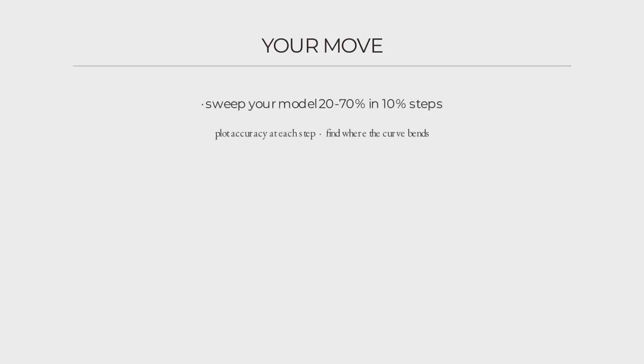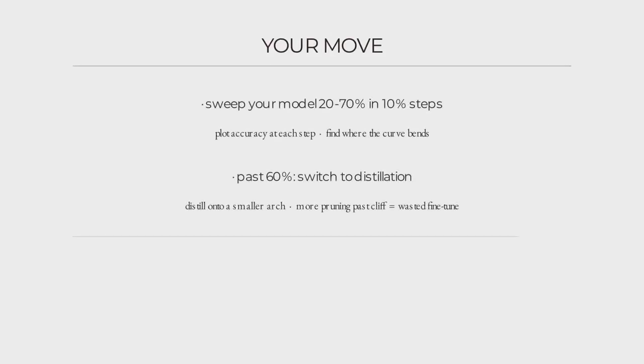Your move. Sweep your own model's pruning rate in 10% steps from 20 to 70 and plot the accuracy. Find where the curve bends. If you are hitting the cliff before latency is acceptable, switch to distillation onto a smaller architecture. More pruning past 60% is not the answer.